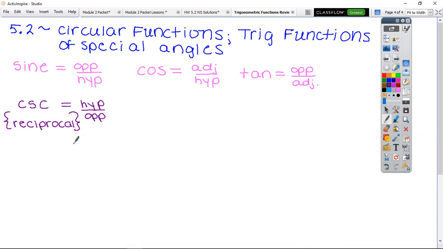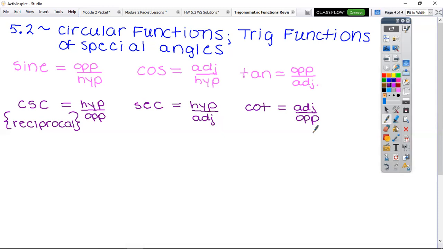Okay. Next, cosine has a reciprocal function, and it is called secant. And secant is going to be found by doing the hypotenuse over the adjacent side. And this one is the easiest. Does anyone remember the one that goes with tangent? Cotangent. Good. So this is cotangent. And cotangent would be the ratio adjacent over opposite. Okay, so the reciprocal trig functions, you're going to just flip those right over.